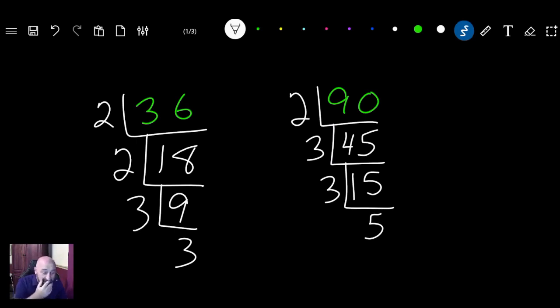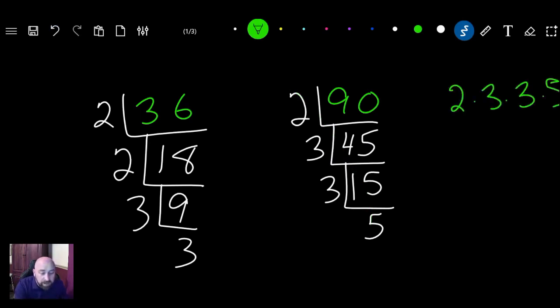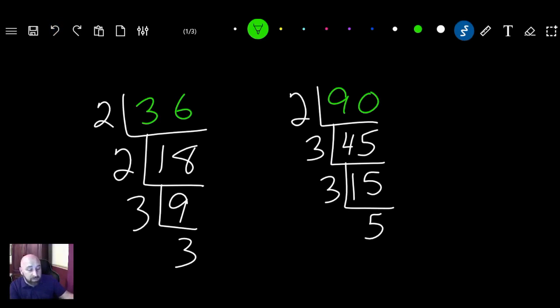One way that you can check that, just to make sure you didn't mess anything up, is to multiply down that list. So 2 times 3 times 3 times 5. 2 times 3 is 6, times 3 is 18, times 5. 18 times 5 does give you 90. Okay, so we're correct. I won't check the other one, but that's the way you can check it just to make sure that you did it correctly.